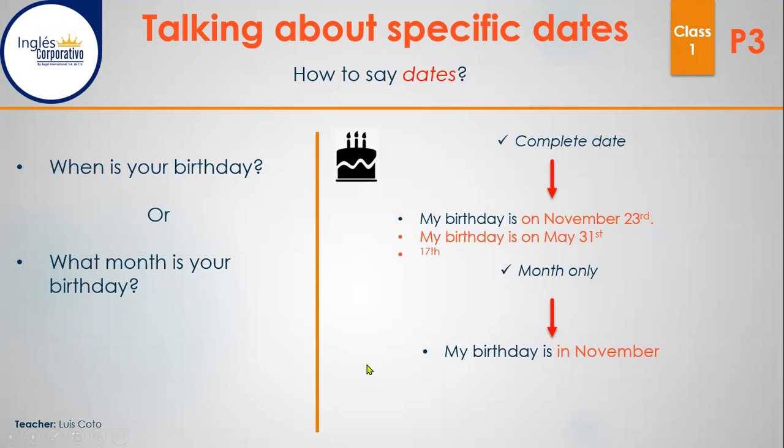Okay. Hi, Wilbur. How are you? Okay. And now the question. Nice to meet you. Okay. What month is your birthday? My birthday is December 9. Okay. No problem.